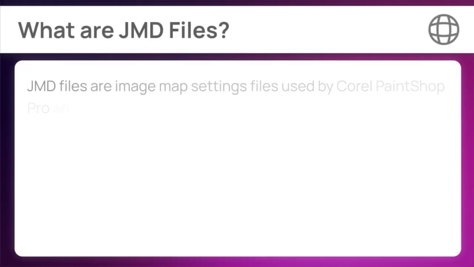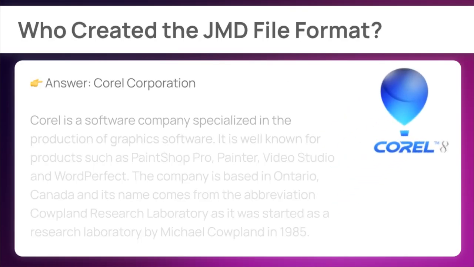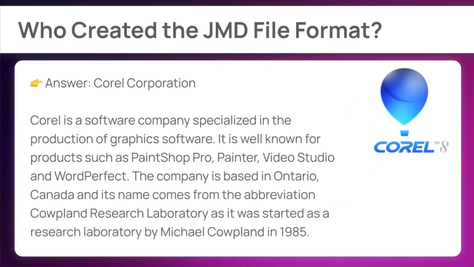JMD files are image map settings files used by Corel PaintShop Pro, an image editing application originally developed by Jasc Software and acquired by Corel. They contain configuration data for creating HTML image maps, with clickable regions defined on images, including region coordinates, URL targets, alt text descriptions, and rollover effects for web pages.